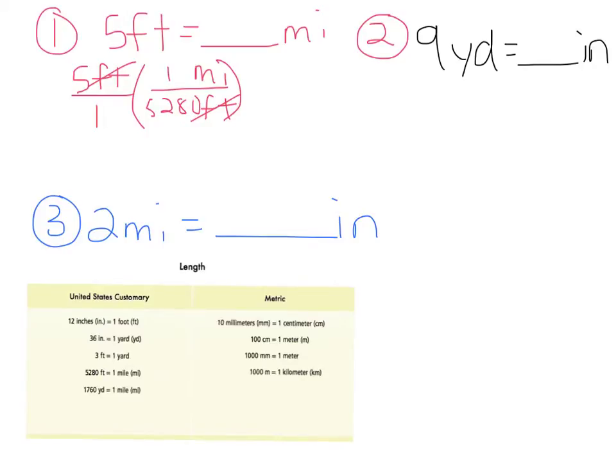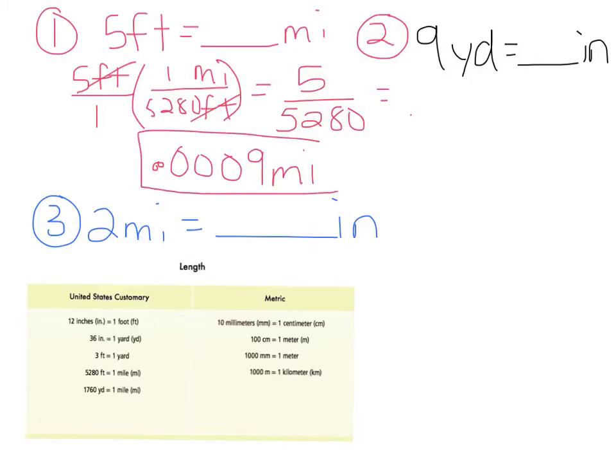Alright, now when we do this, we're just going to multiply just like fractions. So we have 5 times 1 just gives you 5. And then 1 times 5,280 just gives you 5,280. And then you're going to go ahead and divide those. So you get 0.0009 miles, which makes sense because a foot is much smaller compared to a mile, so therefore it's not going to be a very big number. Okay, let's look at another one.